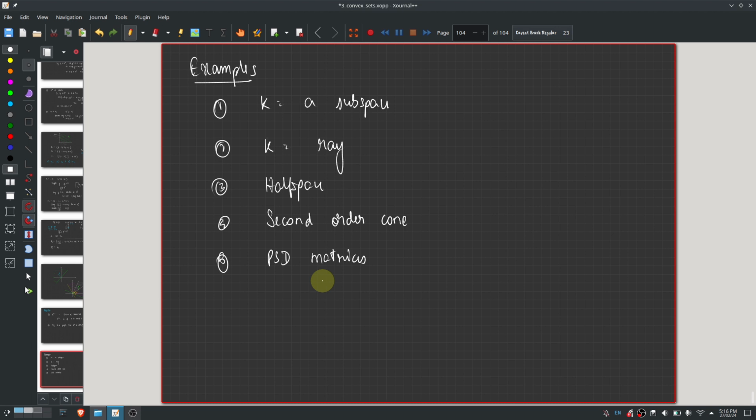Okay. For the set of PSD matrices, any guesses? Yeah, you'll see that the set of PSD matrices itself is the dual cone. But you'll have to prove each of these, which takes a little bit of effort.